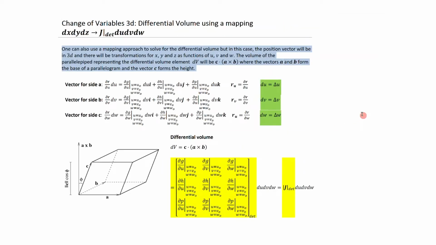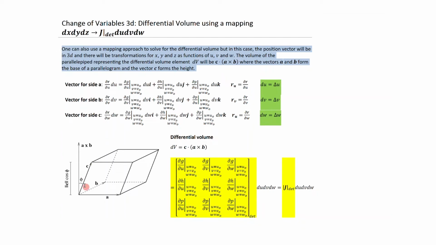All right, so here basically this is doing the same problem but using a mapping. And so I've just mentioned here that one can use a mapping approach to solve for the differential volume, but in this case the position vector will be in 3D, and there will be transformations for x, y, and z as functions of u, v, and w. Again, the volume of the parallelepiped representing the differential volume element dV will be c dot a cross b, where the vectors a and b form the base of a parallelogram, and the vector c forms the height.